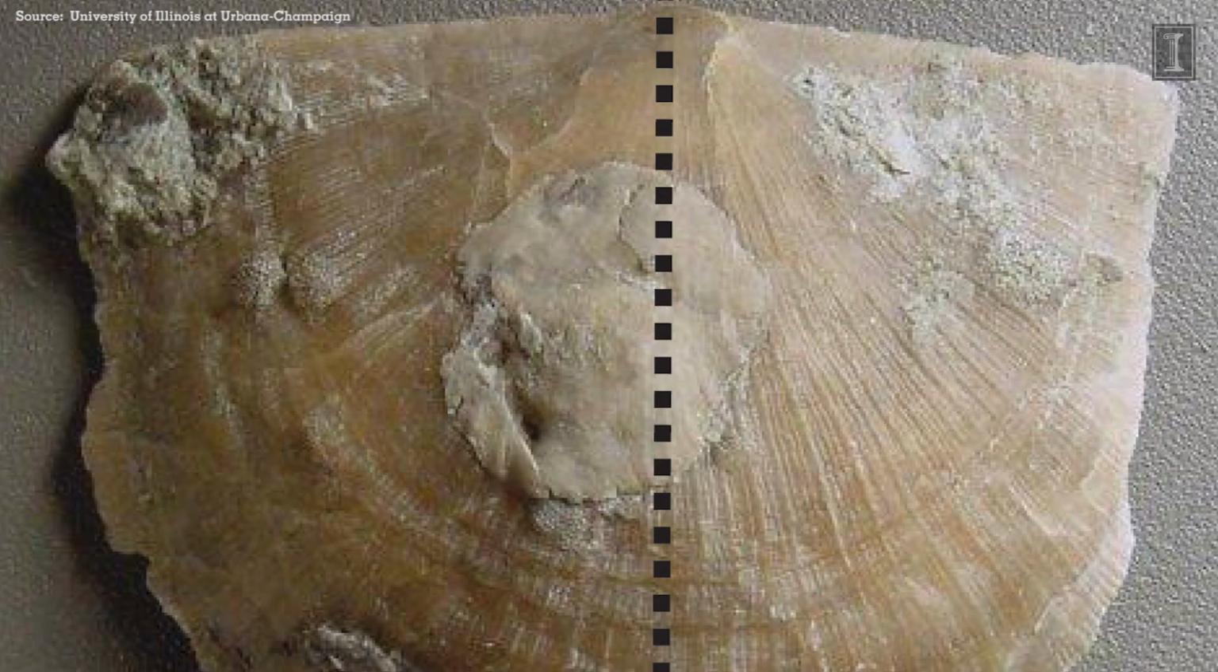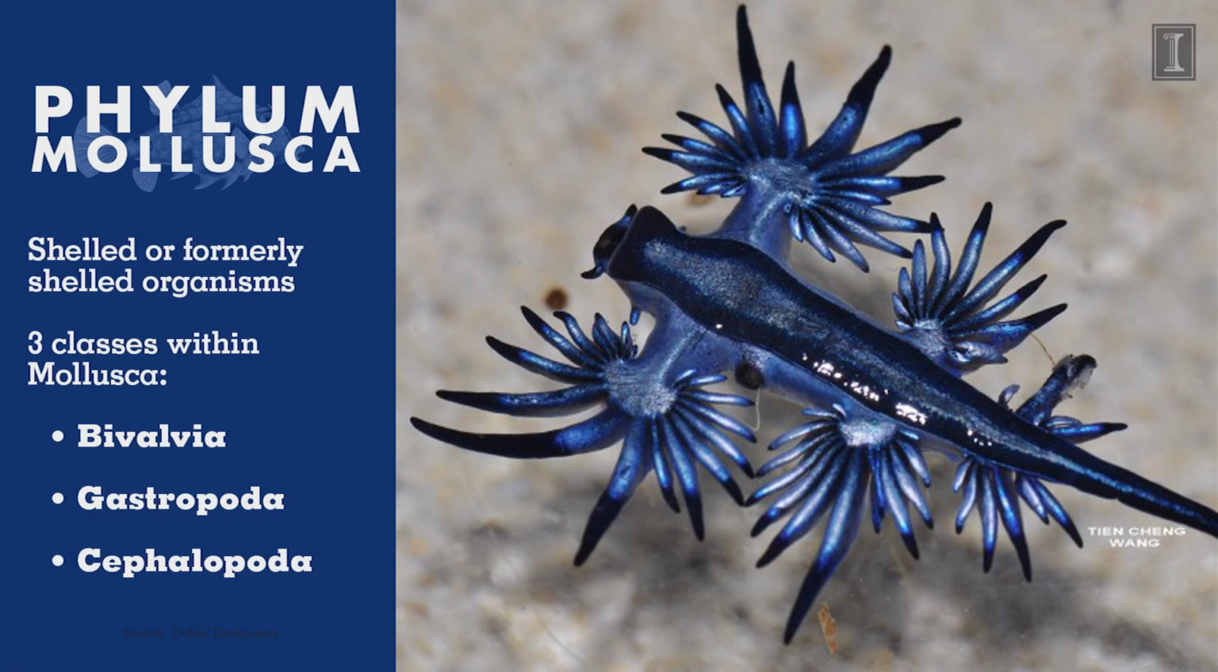So moving forward, the next phylum we'd like to consider is phylum Mollusca. This is a diverse phylum of shelled organisms or formerly shelled organisms. We've divided this phylum into many classes, but we'd like to focus in on three particular classes: the class Bivalvia, the class Gastropoda, and the class Cephalopoda. The first class in phylum Mollusca that we'd like to consider is the class Bivalvia.